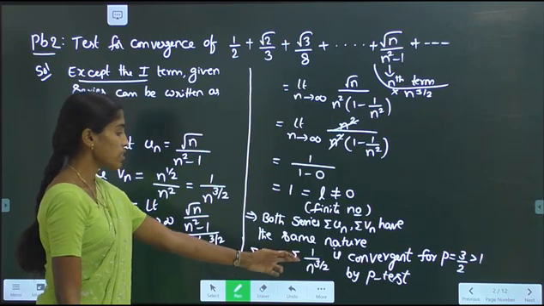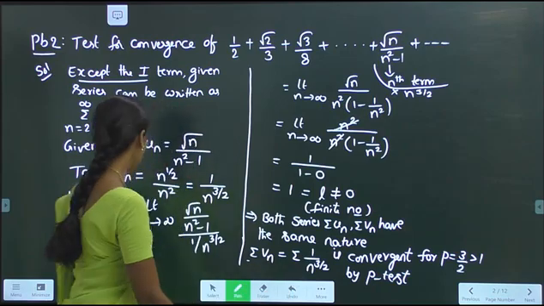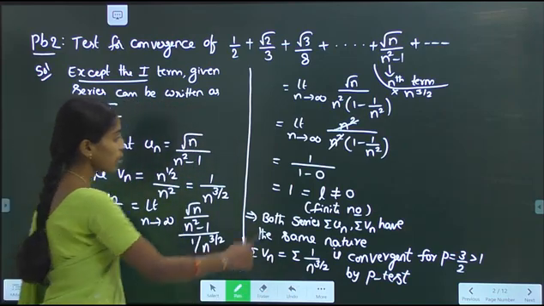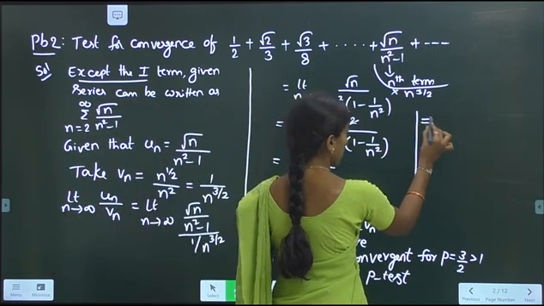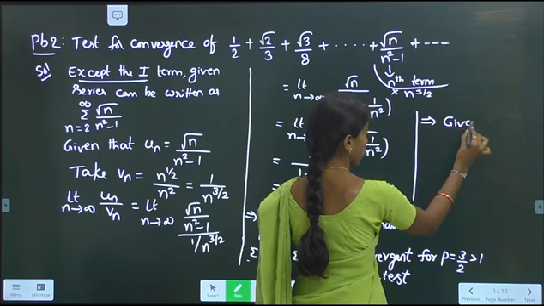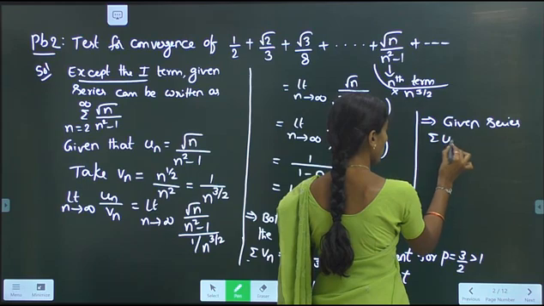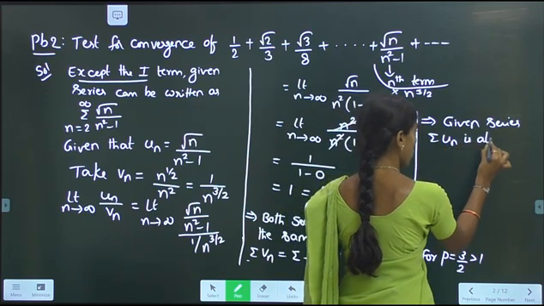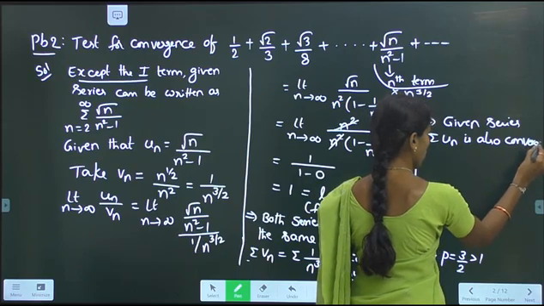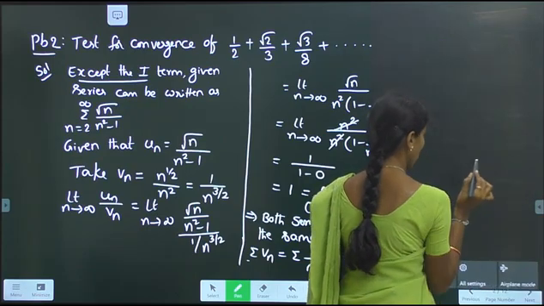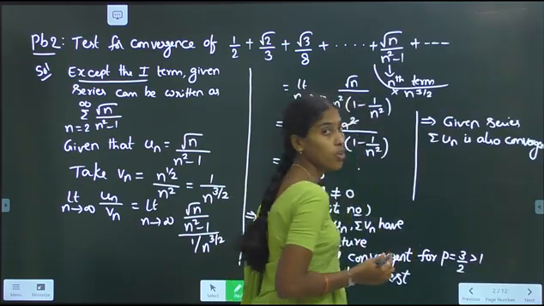Because sigma Vn, summation Vn is convergent by using p test, and limit n tends to infinity, Un by Vn value is 1, implies given series sigma Un is also convergent. Right? It is also convergent.